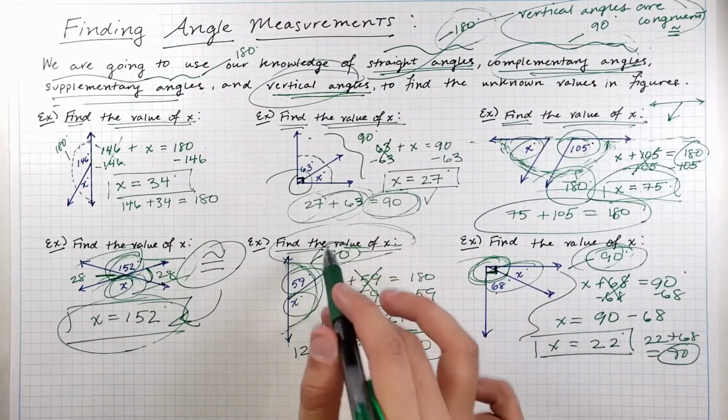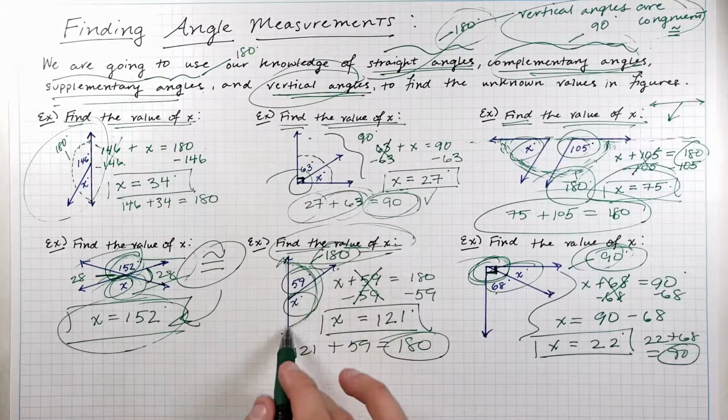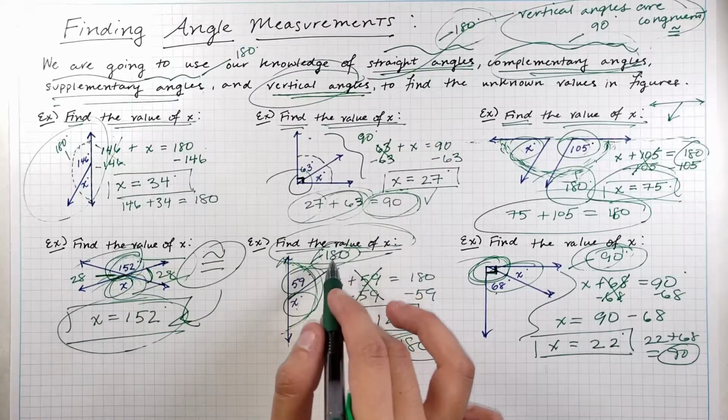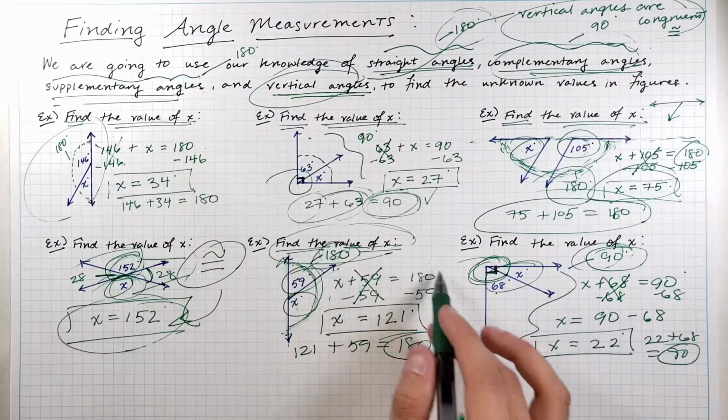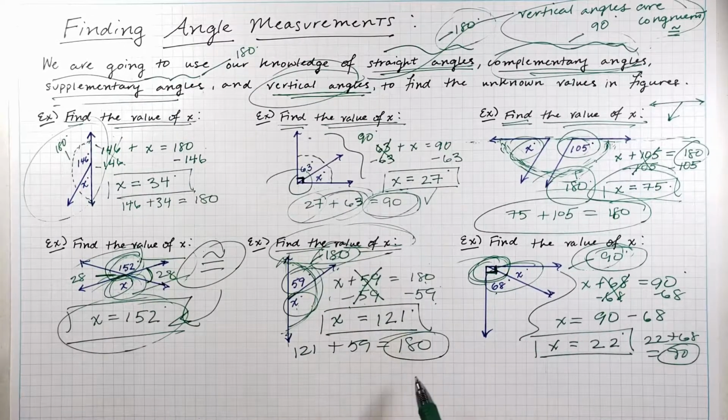So then we went over here. We said find the value of x again. Well, it was just like this one. So we did x plus 59. We did the arc. We know it has to be 180 because of the straight angle. x plus 59 is equal to 180. Subtract 59 from both sides. You get x equals 121. When you check it, it works out.